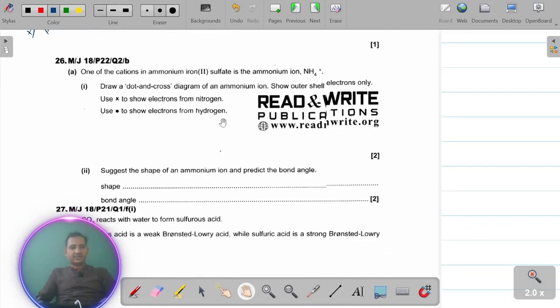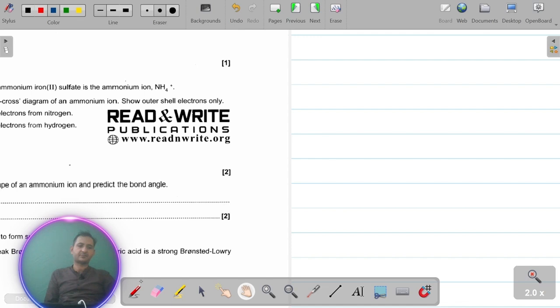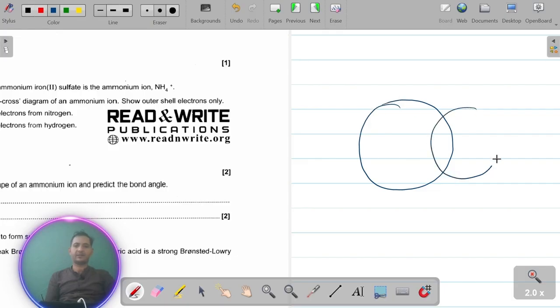One of the cations in ammonium iron sulfate is the ammonium ion. Draw a dot and cross diagram of the ammonium ion showing outer electrons. Okay, we have already done this. It is like nitrogen in the center, 4 hydrogens. 1 hydrogen is here, second hydrogen here, and here we have the third hydrogen. The lone pair of electrons is attracted toward this hydrogen. Okay, so we can say this is okay.